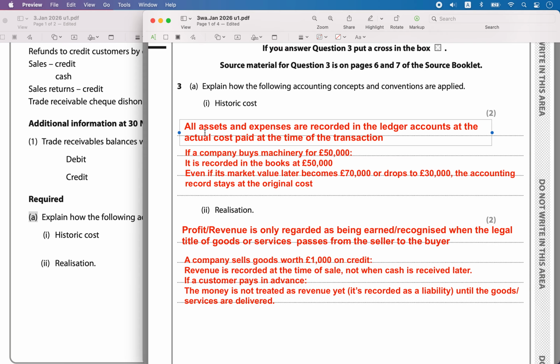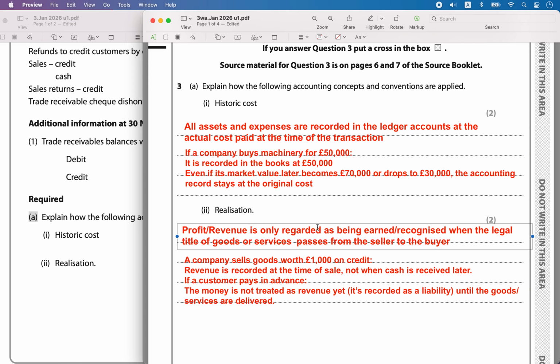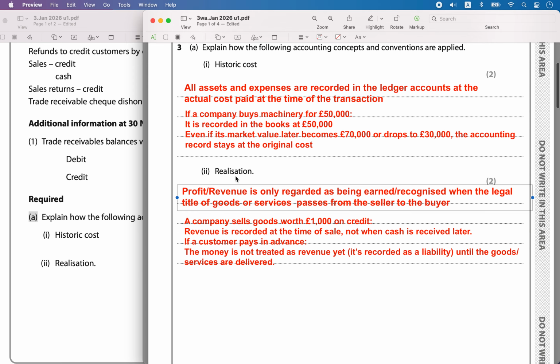So what is a historic cost? Historic cost says that all assets and expenses are recorded in the ledger accounts at the actual cost paid at the time of transaction. So what does that mean? Let's assume the company buys machinery for £50,000, it should be recorded as £50,000. Even if the market value becomes £70,000 or £30,000, it doesn't matter. It is always recorded at the original cost. It doesn't change with the market value.